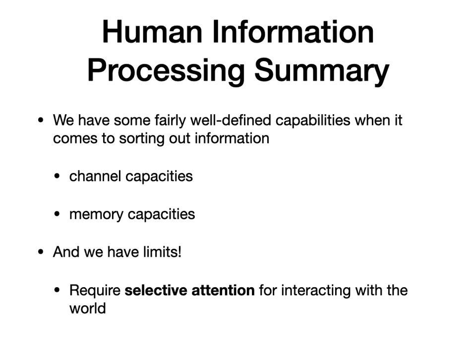But we have these pretty well-defined capabilities, right? When it comes to moving information around, we have these sort of limited channels through which we move that information, or at least activate or access that information. And we have limits. So to overcome those limits of how we move information around, we have the ability to selectively attend to things while we interact with the world.